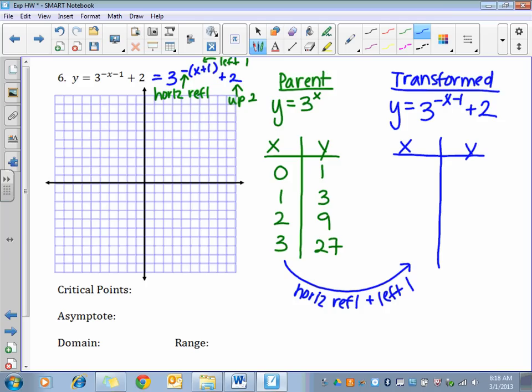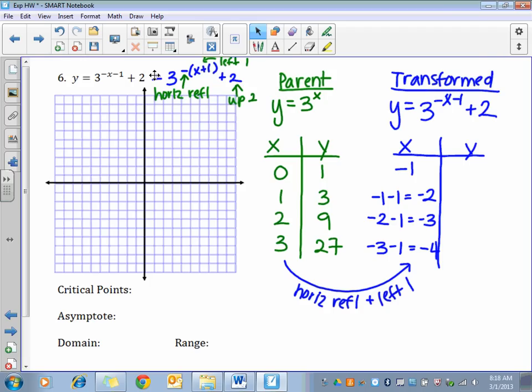So if we have the 0, first thing I want to do is reflect it. It's still 0. I'm moving to the left 1, so I subtract 1. So negative 1. The next x-coordinate is a 1. I reflect it, so I have negative 1, but then I have to move to the left 1, so I subtract 1 again, and I get negative 2. 2 is reflected, so it's negative 2, subtract 1, and we're at negative 3. And finally, the last coordinate was a 3. I reflect it, so I need to give its opposite, subtract 1, and we're at negative 4.